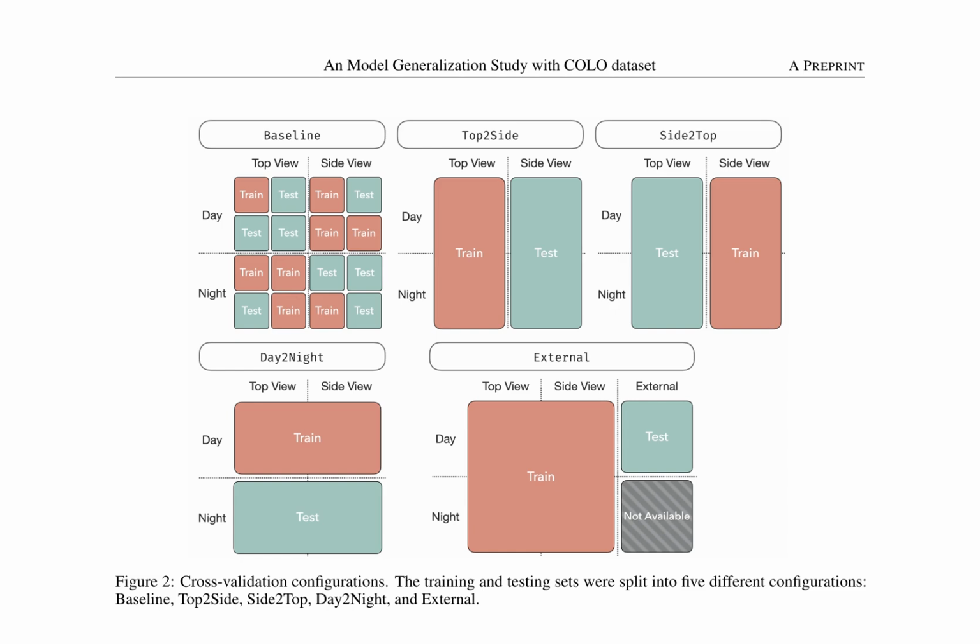This study explores the generalization capabilities of object detection models using the COLO dataset. Researchers employed a cross-validation approach, splitting the dataset into 5 configurations: baseline, top to side to top, day to night, and external.